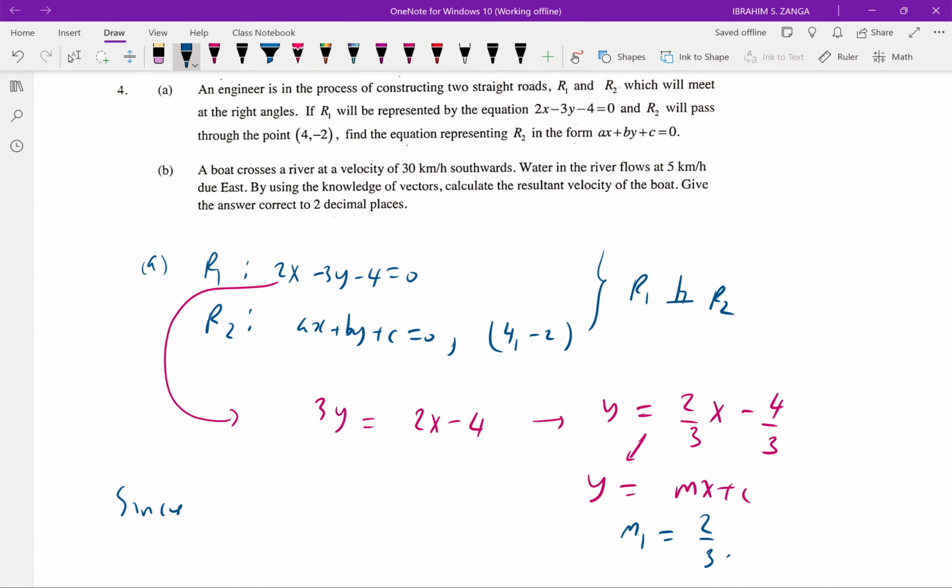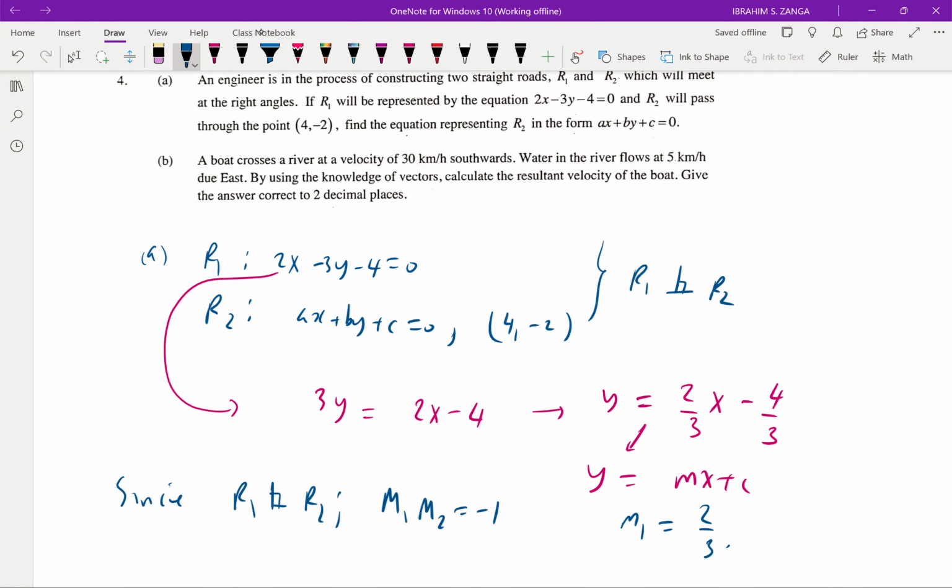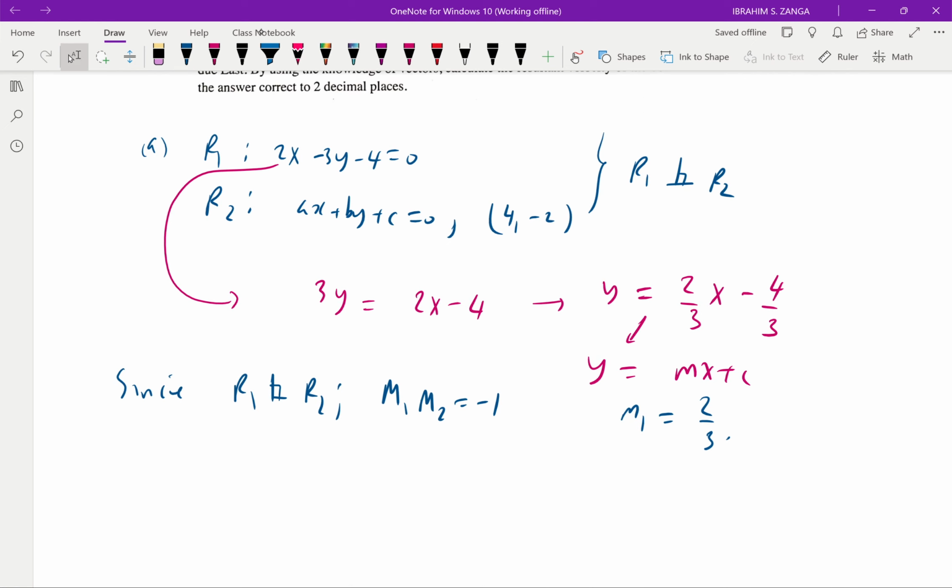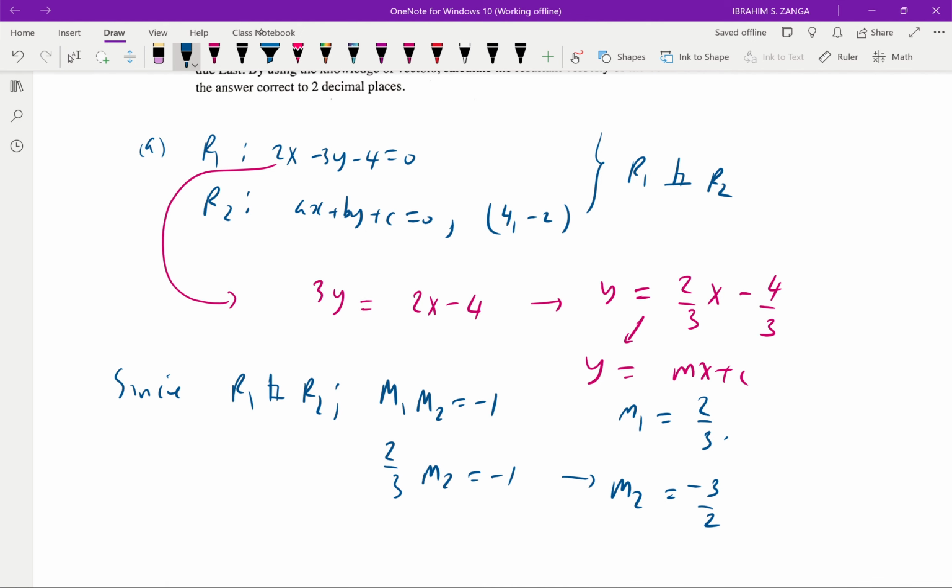But since R1 is perpendicular to R2, then m1 times m2 is going to be negative 1. So m1 is 2 over 3 times m2 equals negative 1. It means m2 will be negative 3 over 2. So now we are going to find the equation of R2 being given (4, -2) is our common point. Probably you're going to call it x1, y1.